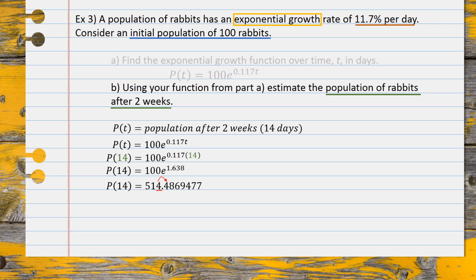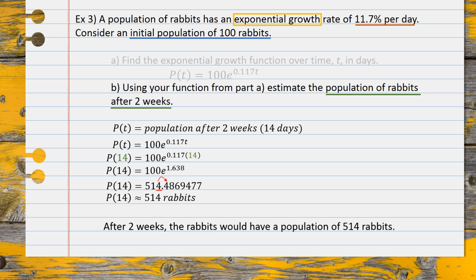So we look at the ones place, look immediately to the right. Because it's a value less than 4, that means we will not round up. Instead, it will stay the same, which means in 2 weeks there should be approximately 514 rabbits. So again, write that as a sentence.